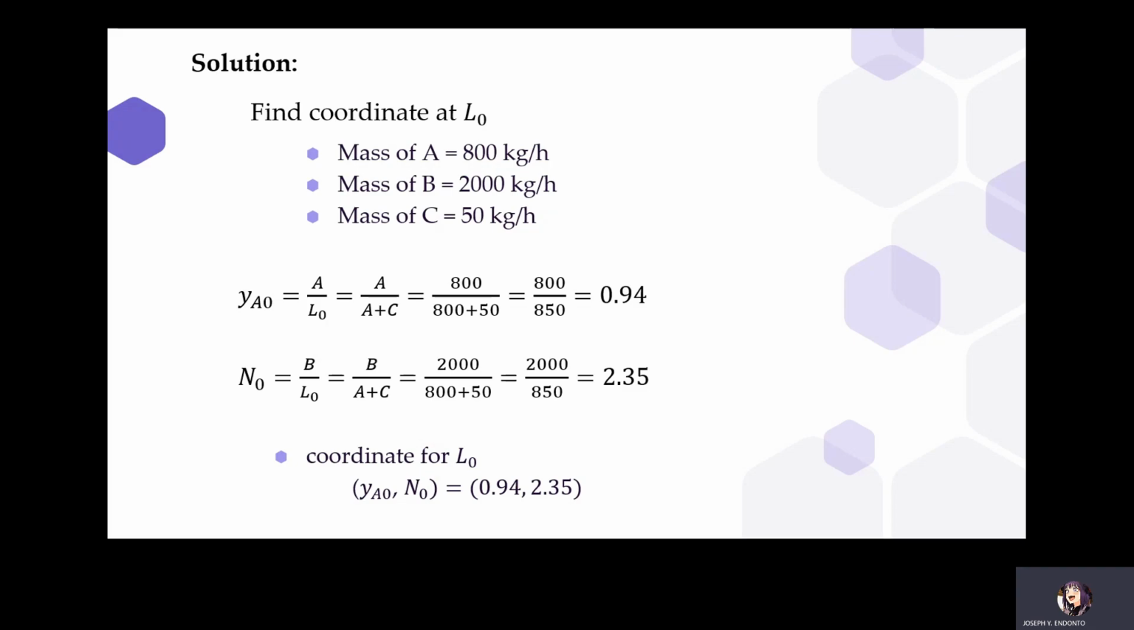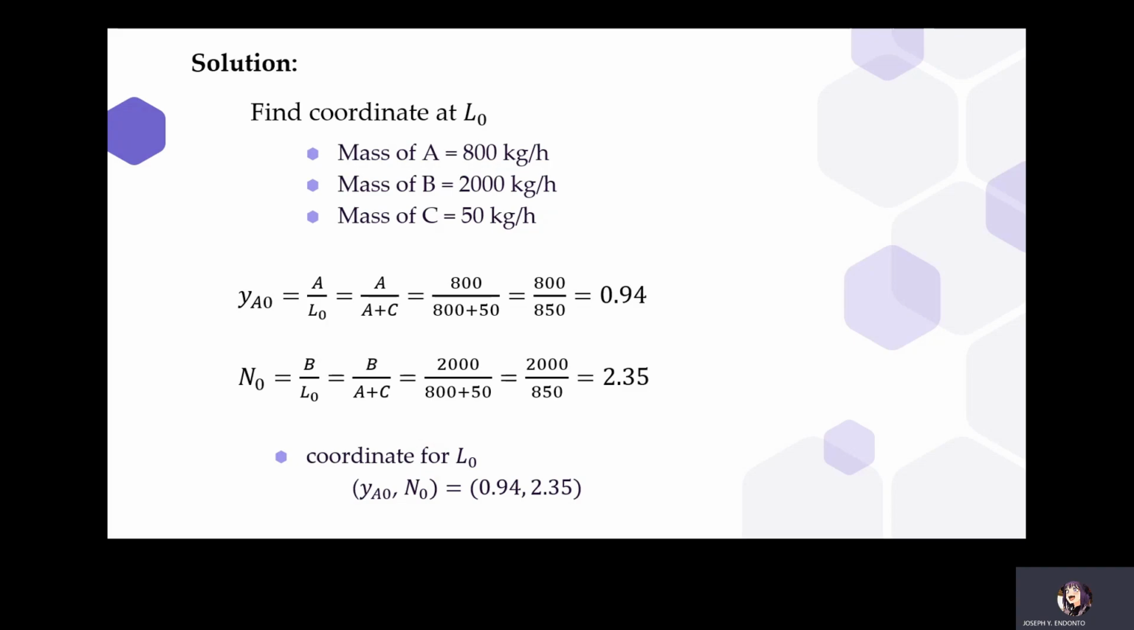So in getting the coordinate for L sub 0, we must find the value of Y sub A sub 0, which is in the form of A over L sub 0, which is equal to A over A plus C. And as you can see, A here is 800. And A plus C is equal to 800 plus 50, which is 850. So 800 divided by 850 is equal to 0.94, which is the value of Y sub A sub 0.